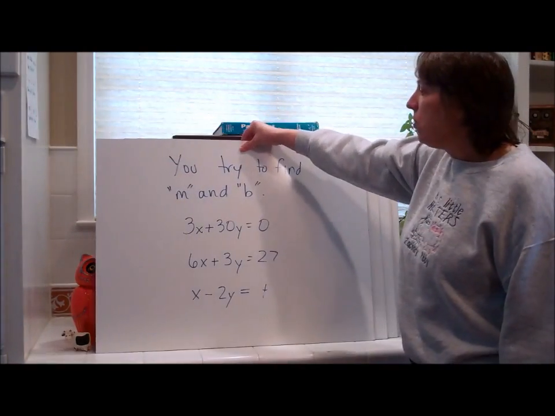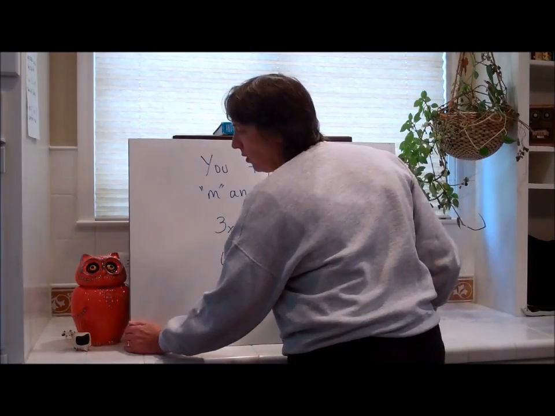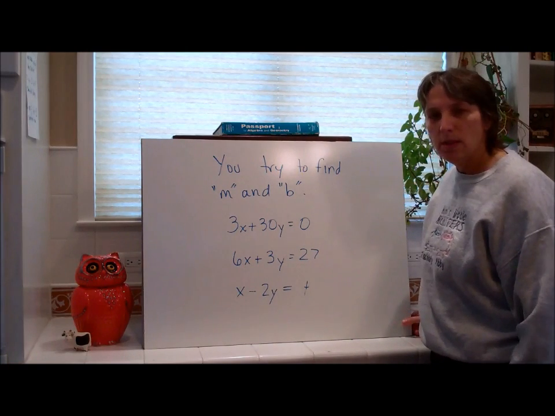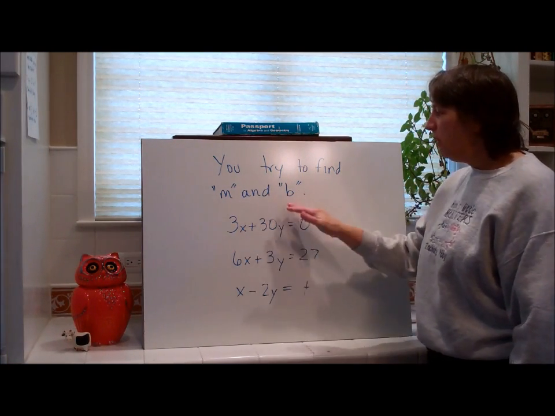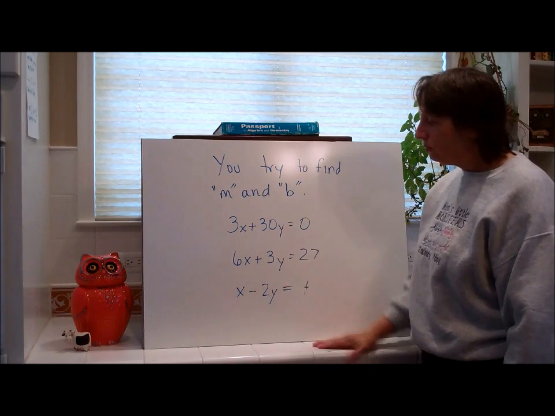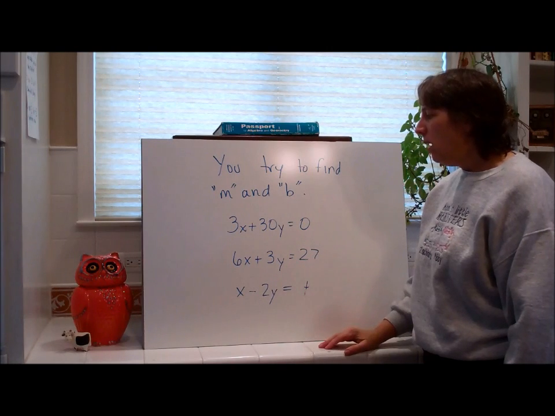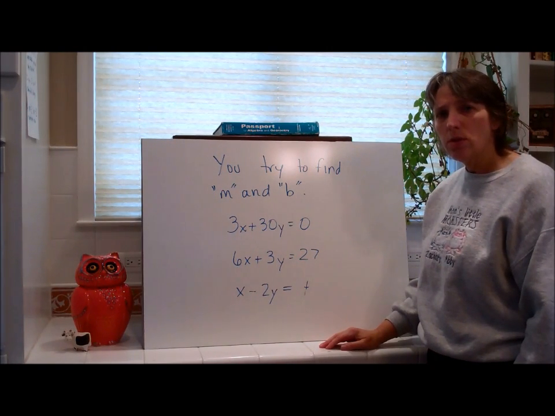All right, I want you to pause the video. Watch out, Mr. Al. And, oh, you notice I got Mr. Cow here today, too. Little buddy from Tennessee brought him up with me. So you try to find m and b, the slope and the y-intercept. You're going to isolate these y's and put them in slope-intercept form. Pause the video, come back, and I'll give you the solutions.